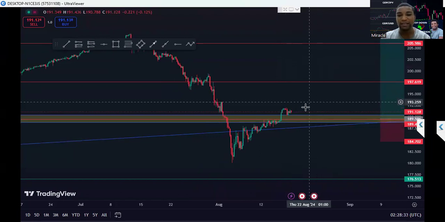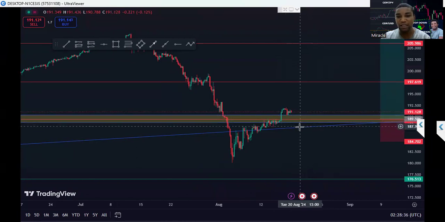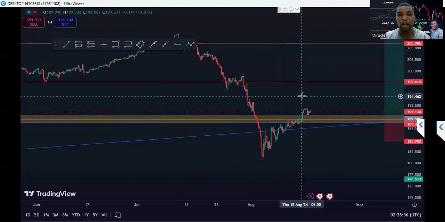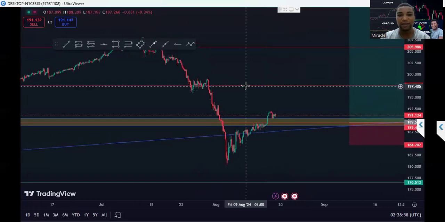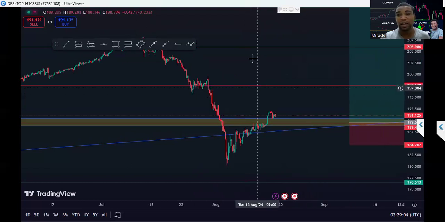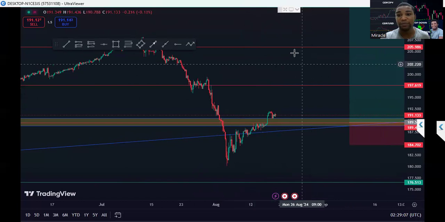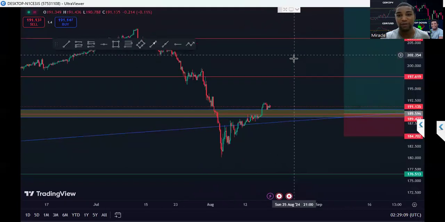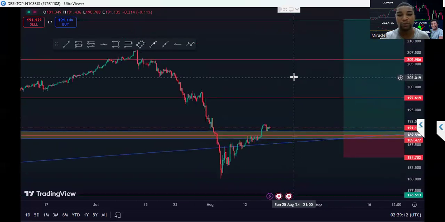However, if I see a bearish daily candle close below this level, I will not be entering for a buy. If I see a bearish candle close below this major zone, I will not be placing a buy. So that being said, my first level target is going to be 197.619, and my second level target is going to be 205, and my third level target is going to be 214.